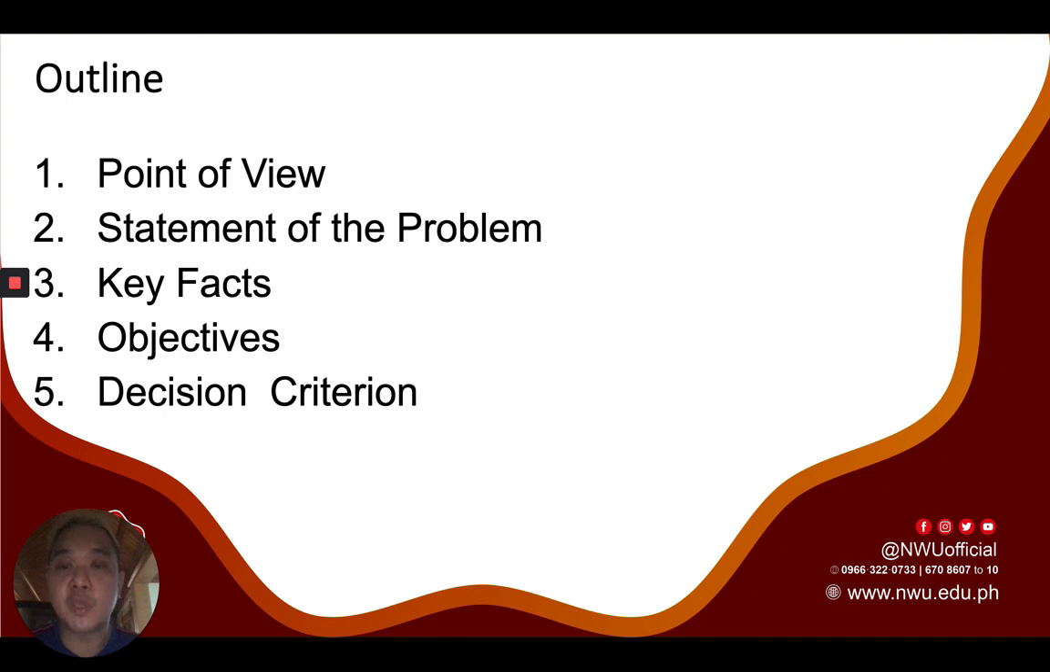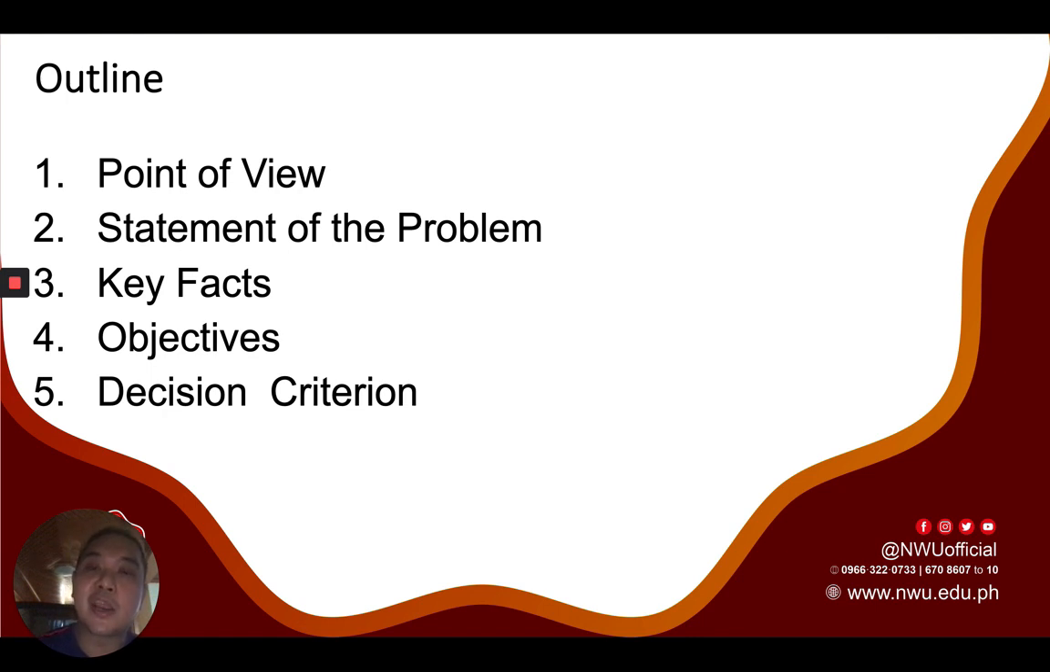That is the point of view. Second is identify now your problem. Kumbaga, you state your problem so that the readers of your case analysis would know what issue or issues you are trying to solve. And then, identify your key facts surrounding the case. What are the important events? What is the important information that is stated in the case?